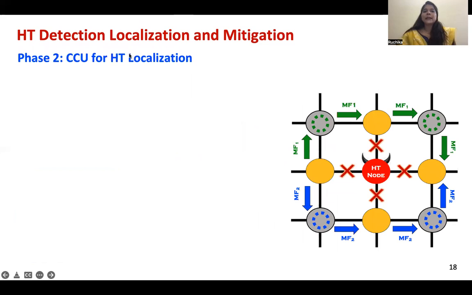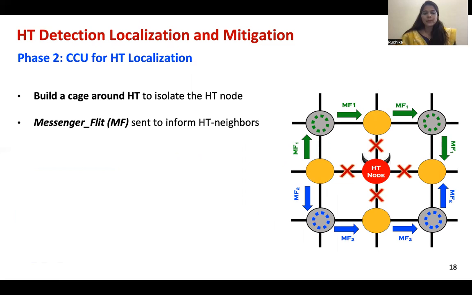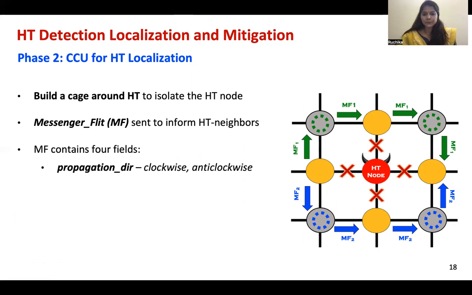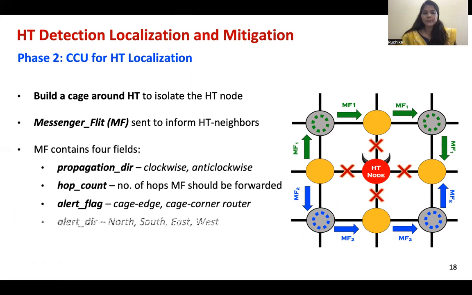Now comes the HT localization. The CCU is responsible for localization. It builds a cage around the HT to isolate the HT node. And it informs the neighboring routers by sending a messenger flit, which consists of the propagation direction, hop count, alert flag, and alert direction.